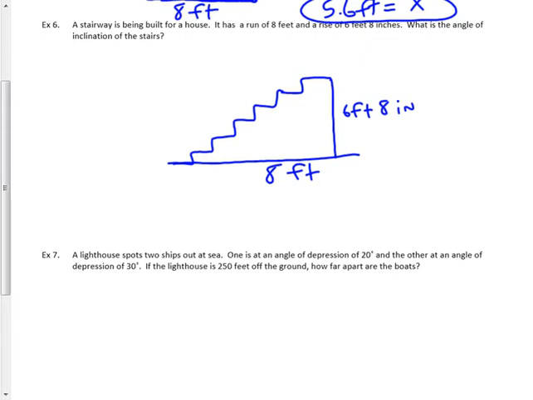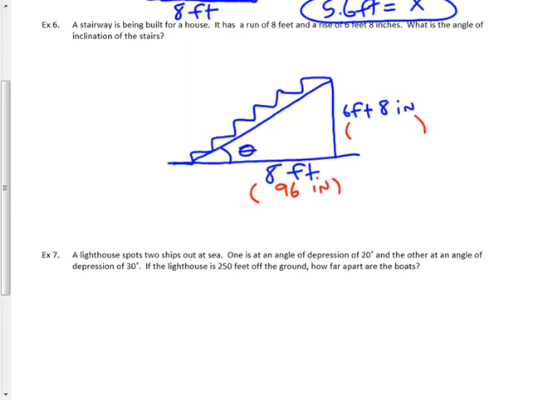So in this set of stairs, we're looking for this angle here. With angles, I'm going to put theta, but you can put an x there if you want, and that would be fine. The first thing that I see is that I have 8 feet and 6 feet 8 inches. So I either need to turn these all into inches or all into feet. It doesn't really matter. I think we're pretty comfortable changing from feet to inches. So I've got 8 feet. 8 feet in inches is 12 times 8, which gives me 96 inches.